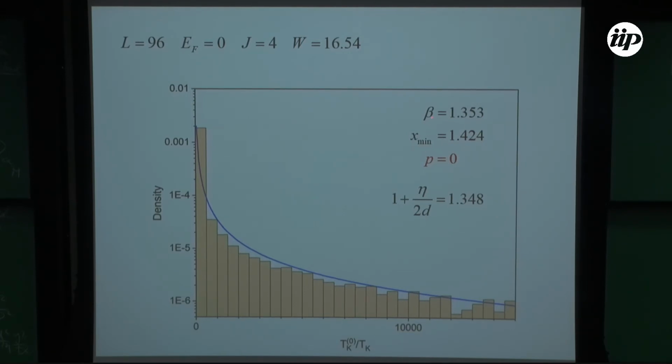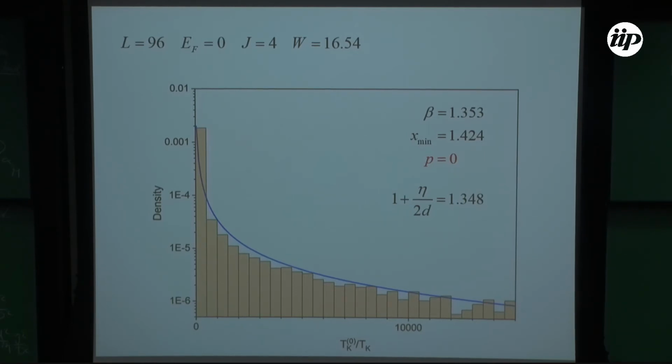Okay, for the exponent, it looks reasonable. The fit also looks reasonable. But the p-value is 0.